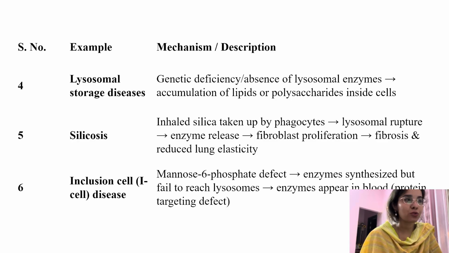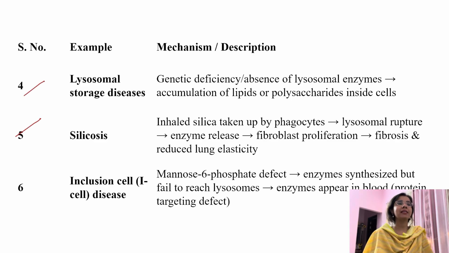Next is lysosomal storage disorders. Genetic deficiencies or absence of lysosomal enzyme causes accumulation of lipid or polysaccharides inside the cells, right? So it causes lysosomal storage disorders. And then we have silicosis. Silicosis is an occupational lung disease. So this is most commonly seen in people who are working in mines and in other factories.